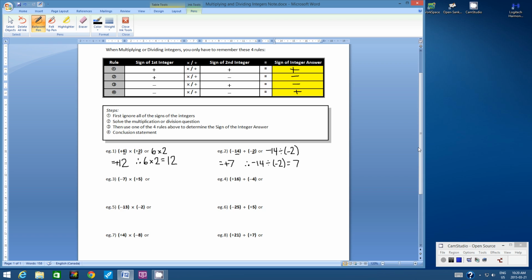All right, let's go on to example 3. Negative 7 times positive 5. Okay, so first thing, let's rewrite this in standard form.